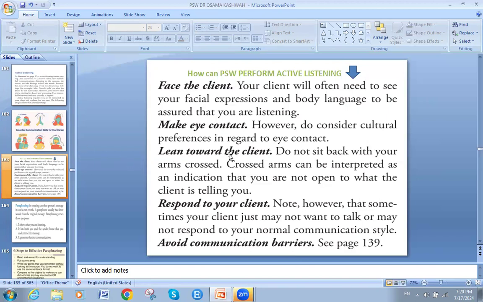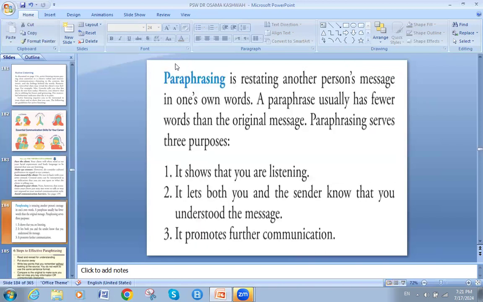Third, lean towards the client. Usually, do not sit back with your arms crossed. Crossed arms can be interpreted as an indication that you are not open to what the client is telling you. Respond to your clients. Once you hear something from him, you have to respond to him. However, sometimes your client just may not want to talk or may not respond. Avoid communication barriers also with your client. This is another point.